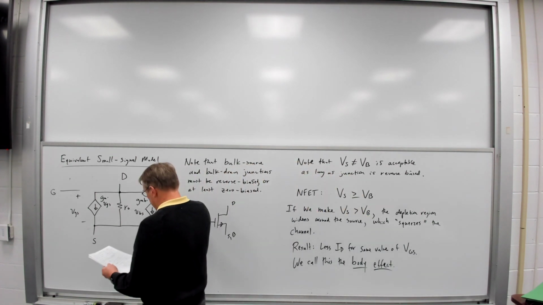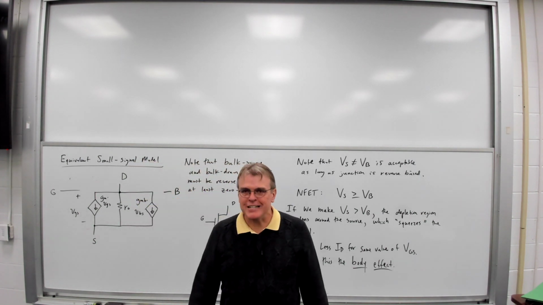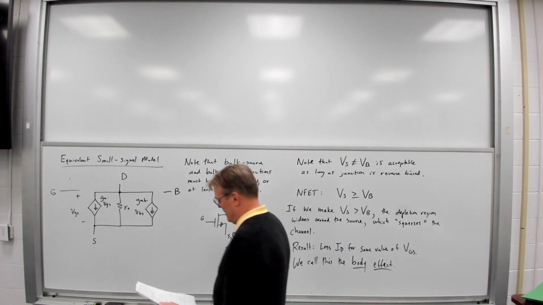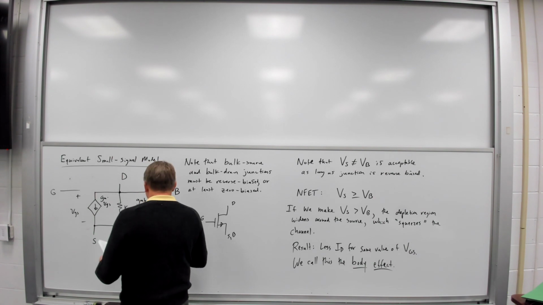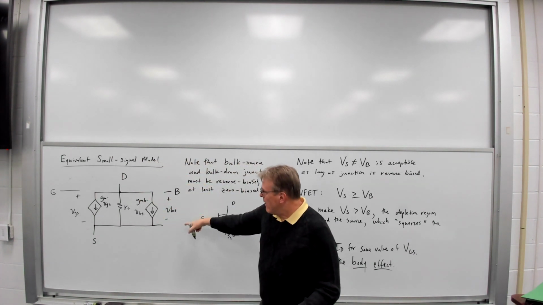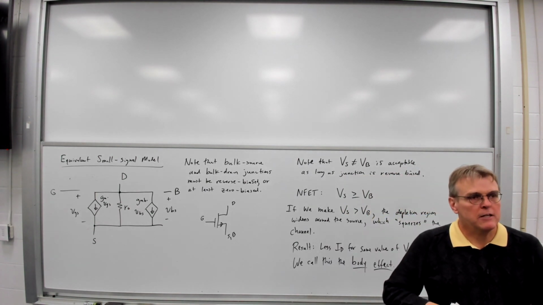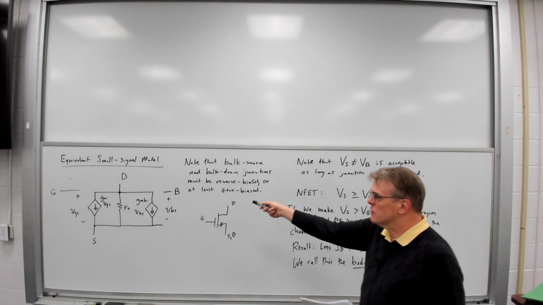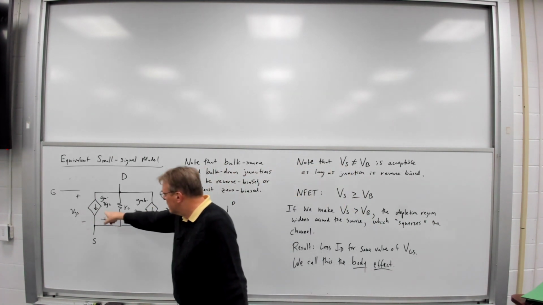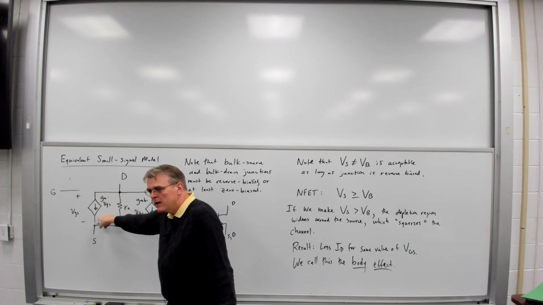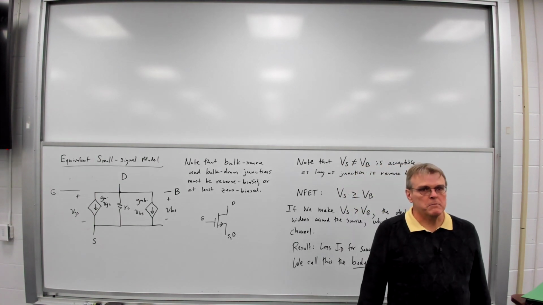And in this case, we treat the bulk as an additional input terminal. So in this case, we now have VBS. And so the body effect adds this additional transconductance, this additional voltage-controlled current source. But keep in mind, this is only a few percent of the value of this current. So the body effect is not significant under most normal circumstances.